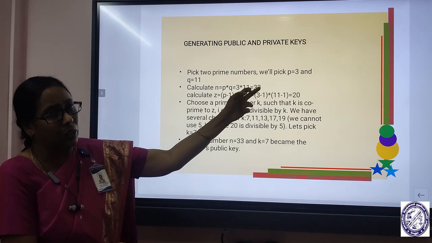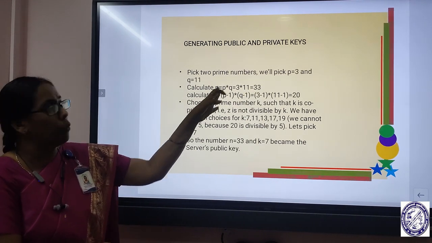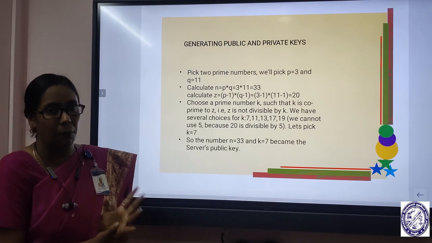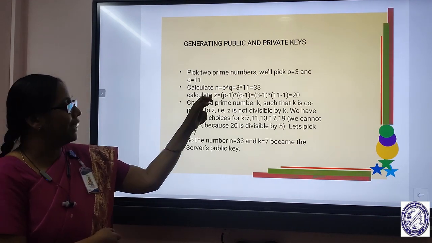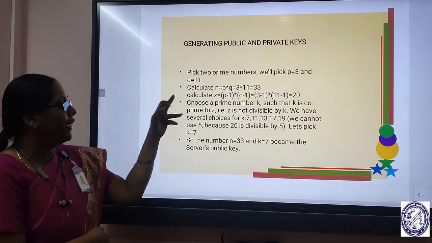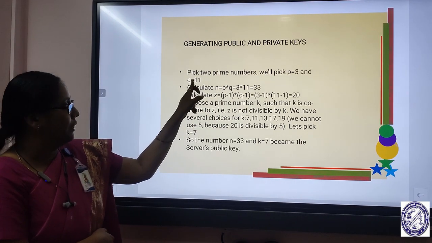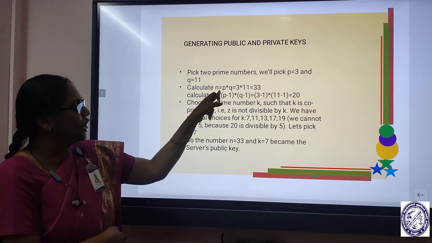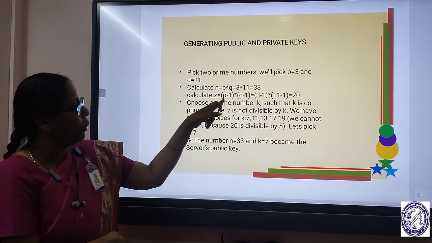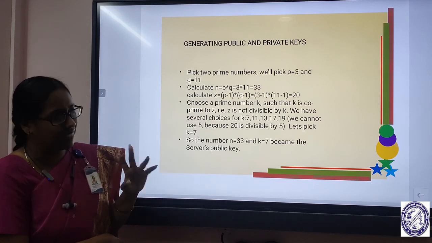Here I pick p equal to 3, q equal to 11. Both are prime numbers. 3 and 11 are prime numbers, right? Then calculate n equal to p into q. I substitute 3 and 11 here. This is the formula to calculate n. So 3 into 11 equal to 33.